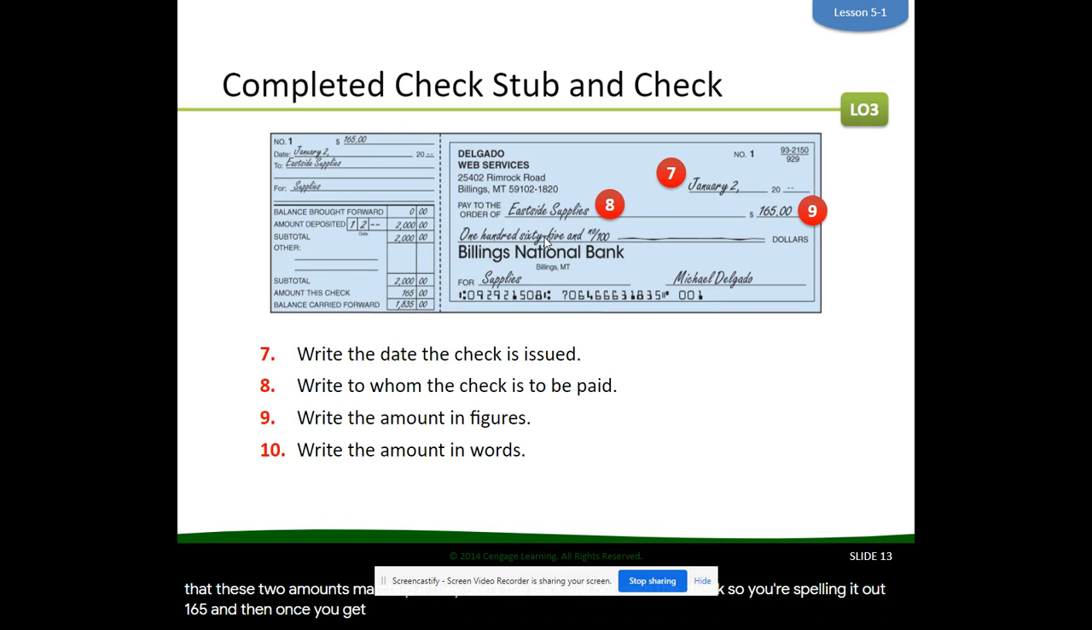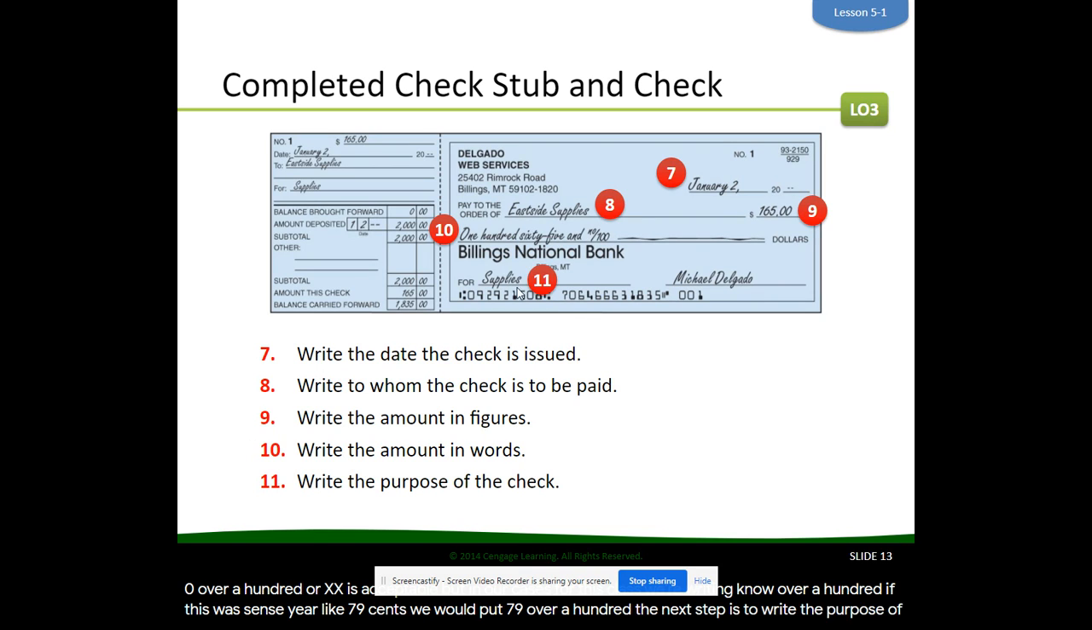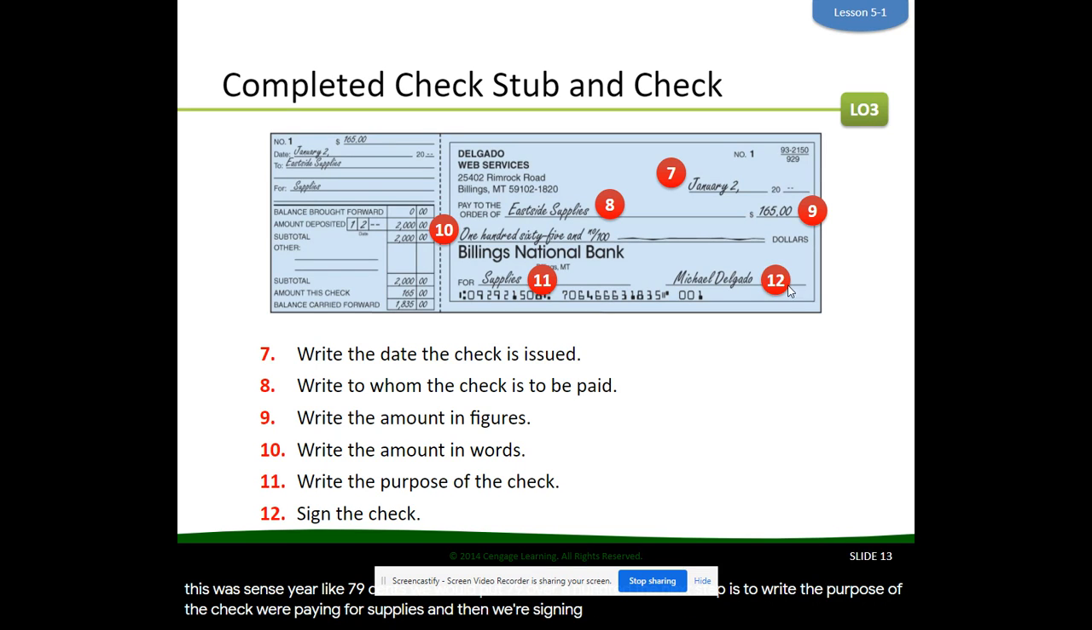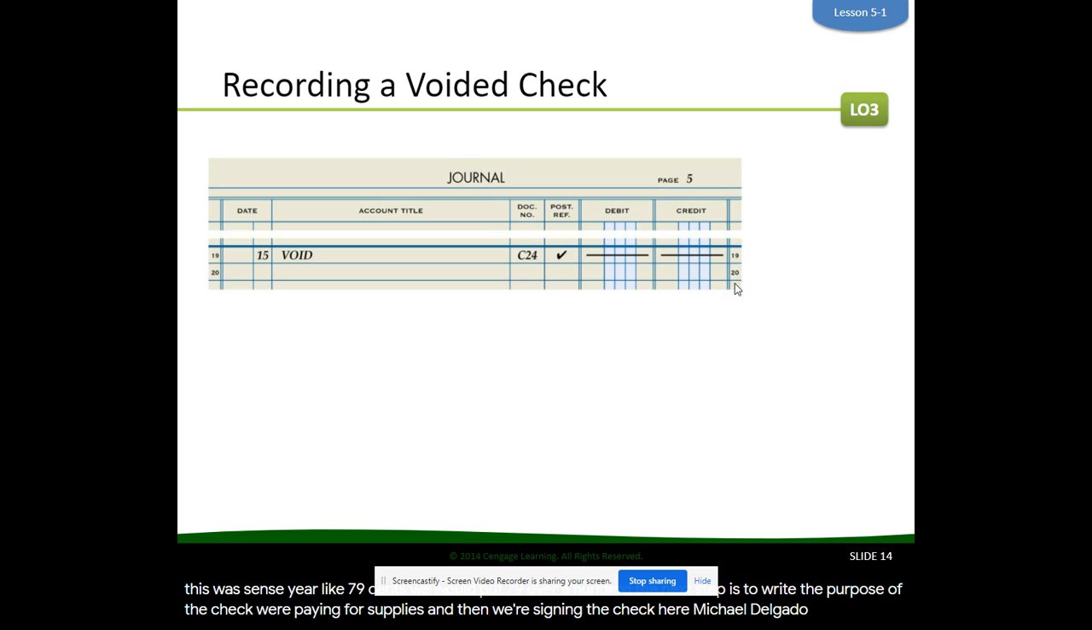And then once you get to the part where you're going to put the cents, you're going to write "and no over 100." Now, in real life, when I write checks, the bank will also, if there's no change, accept 00 over 100 or XX over 100. Any of those is acceptable, but in our cases for this class, we're writing no over 100. If this was cents here, like 79 cents, we would put 79 over 100. The next step is to write the purpose of the check. We're paying for supplies, and then we're signing the check here, Michael Delgado.